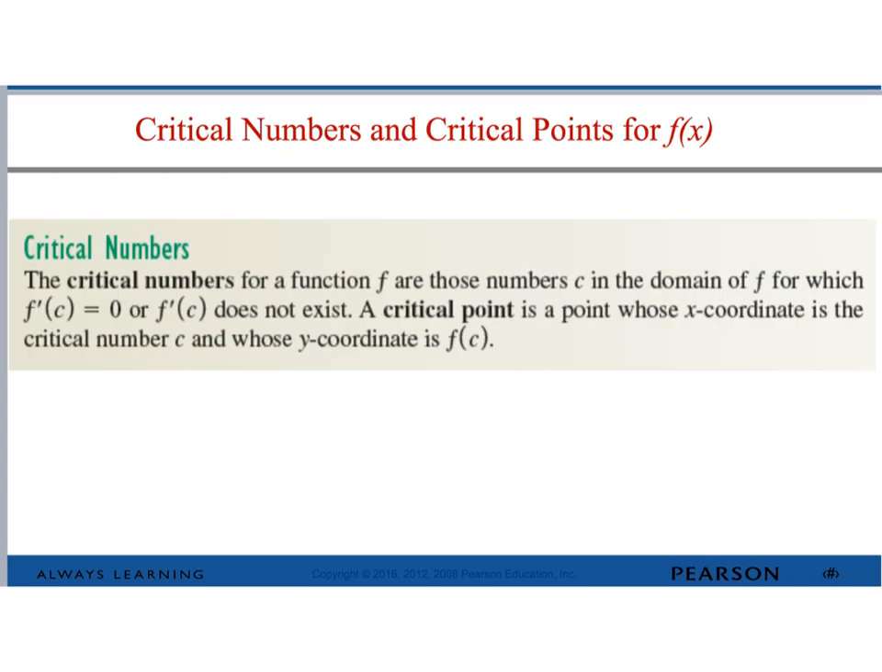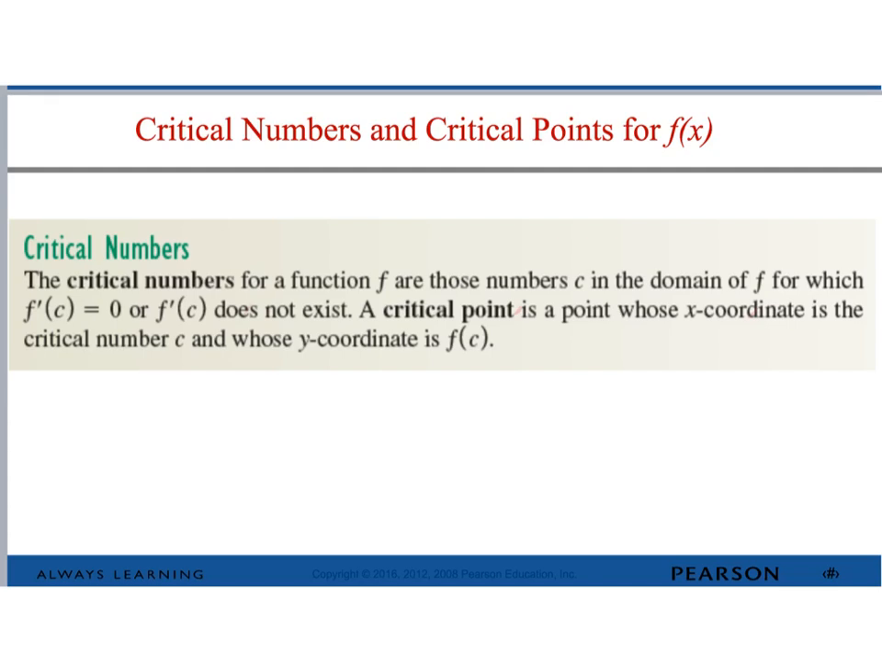One of the important concepts that we're going to learn about in this section is something called a critical number. The critical numbers for a function are the values, and we're going to call those c, in the domain of the function, because remember, some functions have domain restrictions. But we're going to say the critical numbers are where either f prime of c is equal to 0 or f prime of c does not exist. Both of those are called a critical number. And a critical point is the point whose x-coordinate is the critical number c, and the y-coordinate is then, of course, f of c.